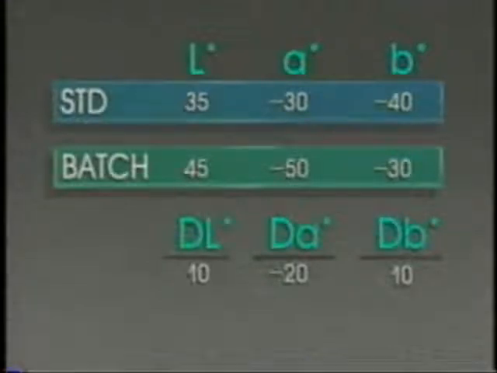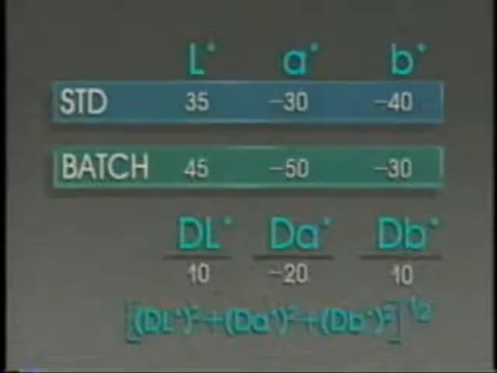This calculation is repeated using the B values of the standard and batch to determine the total difference between the two in terms of yellow-blueness. This difference is called delta B and is represented as dB star. Here the value for delta B is 10.